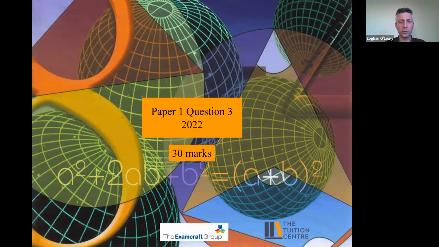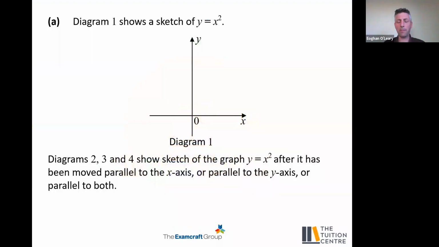So we're on to question 3. Question 3 is probably a popular question among students. It starts off with a visual that they'll certainly recognize. It says diagram 1 shows the sketch of y equals x squared. So our quadratic graph.